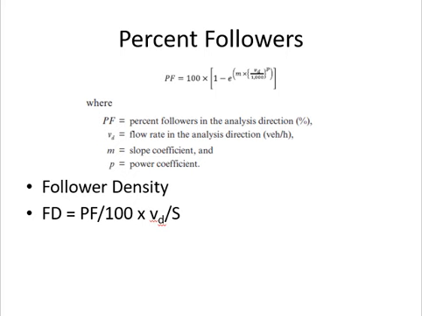Then you multiply by Vt upon S. Vt was the flow rate in your direction, S was the speed in your direction. It could be equal to free flow speed, it could be something else. We saw the two conditions here. This ratio becomes density. Flow rate upon speed becomes density. Multiply by percentage, it becomes follower density. And from follower density, we have a table to find out the level of service.